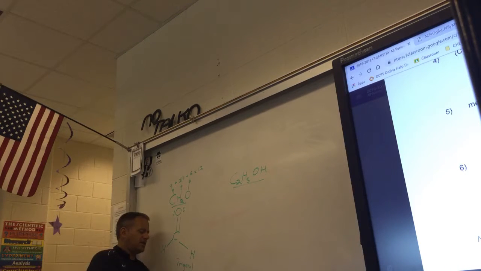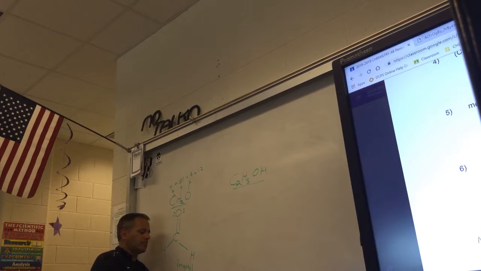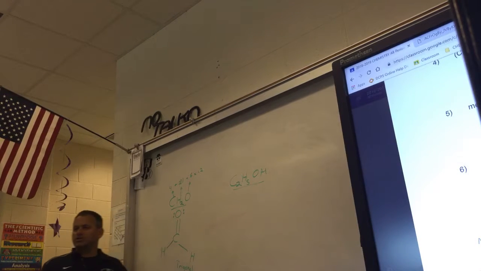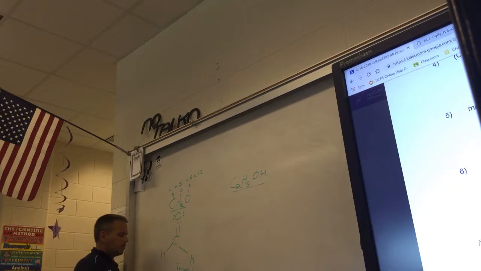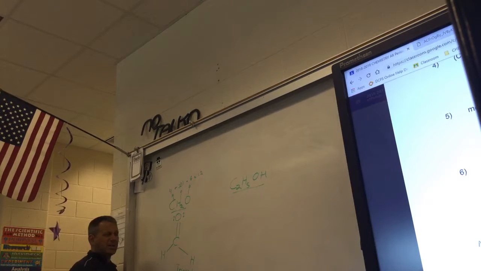Now, what you need to decide is, is this polar or non-polar? It is polar. Good job. Why is it polar? It looks not symmetrical, so it's polar. It does not look like it's symmetrical.